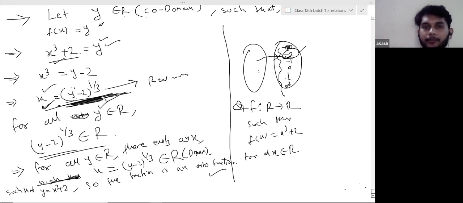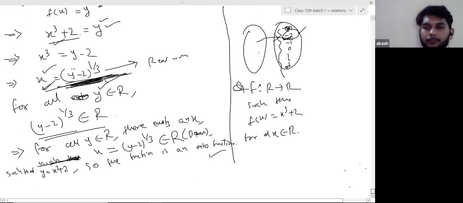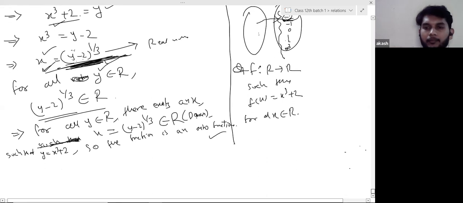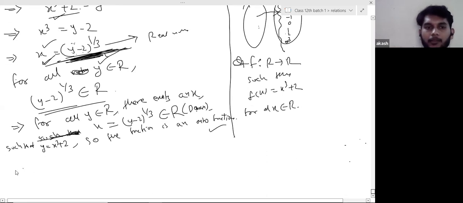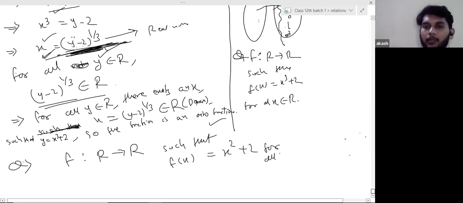All right, done everyone? Solve this question. f from R to R such that f of x equals x square plus 2 for all x belongs to R. All right, you have to check if this is onto or not. I'll give you a few minutes. Try to solve this one.